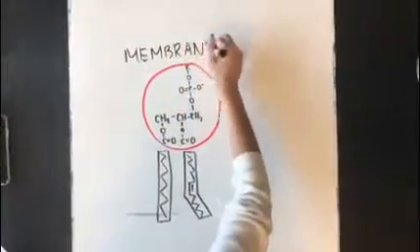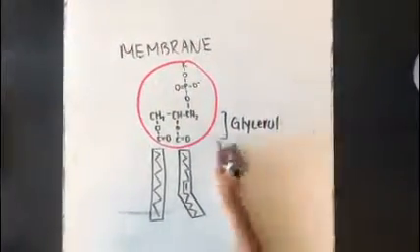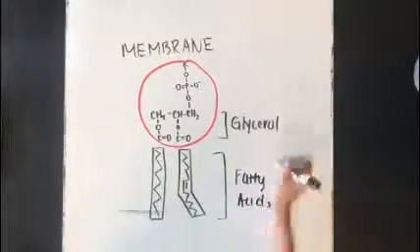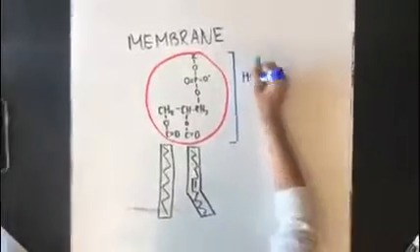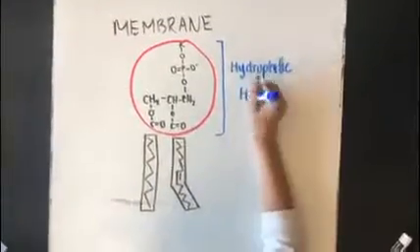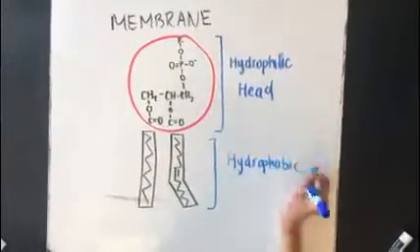Phospholipids make up the basic fabric of the plasma membrane. They consist of a glycerol molecule, 2 fatty acids, and a phosphate group. The 2 fatty acids are nonpolar hydrophobic tails, and the phosphate group is a negatively charged polar and hydrophilic head.